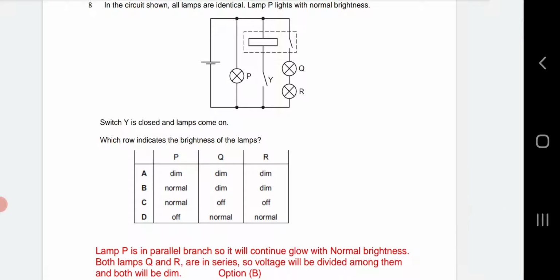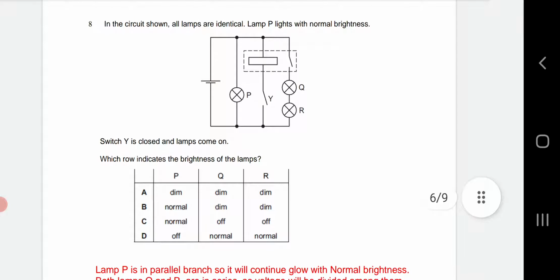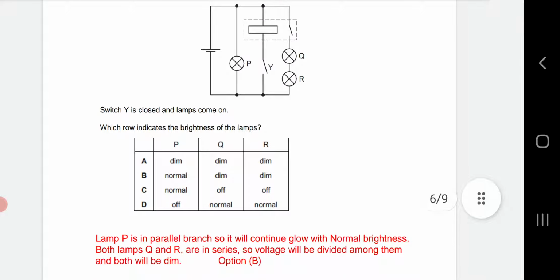Question number 8. In the circuit shown, all lamps are identical. Lamp P lights with normal brightness. Switch Y is closed and the lamps come on. Which row indicates the brightness of the lamps? Lamp P is in a parallel branch. So it will continue to glow with normal brightness because full voltage is available across lamp P.